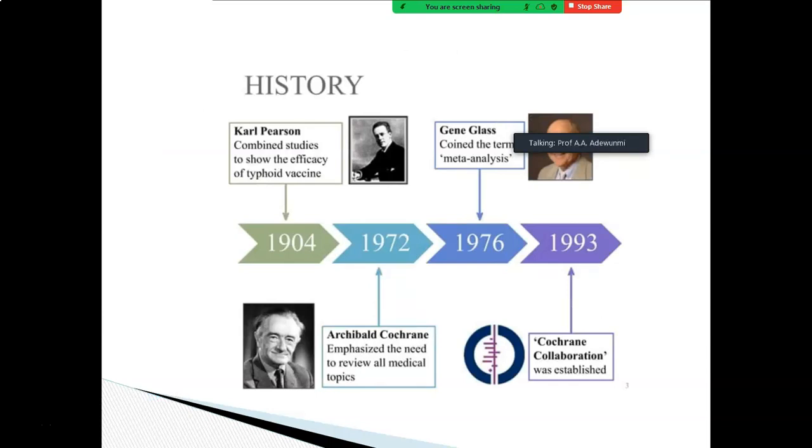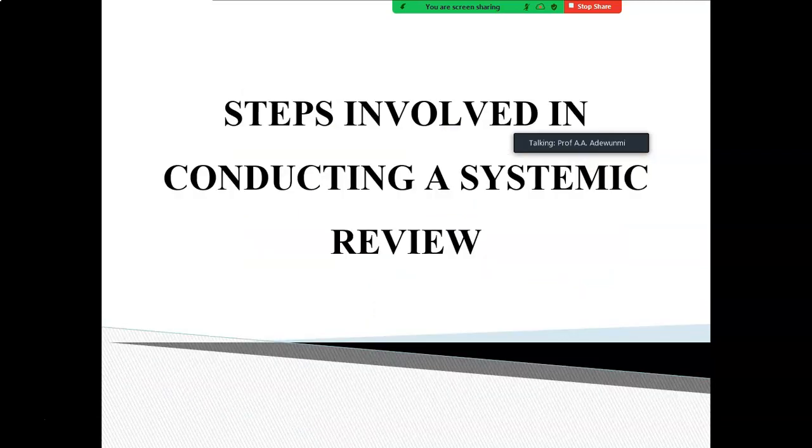A little bit of digression into the history of systematic review and meta-analysis. In 1904, a scientist called Karl Pearson combined studies to show the efficacy of the typhoid vaccine. Then in 1972, Archibald Cochrane emphasized the need to review all medical topics. And in 1976, Gene Glass coined the term meta-analysis. And of course, in 1993, Cochrane Collaboration was established.